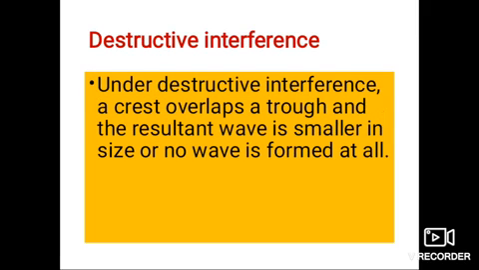Destructive interference. When a crest meets a trough, the waves are going to cancel each other. When the crest of one wave meets the trough of the other wave, there will be no wave formed at all, or a smaller wave will be formed. And this is called destructive interference.